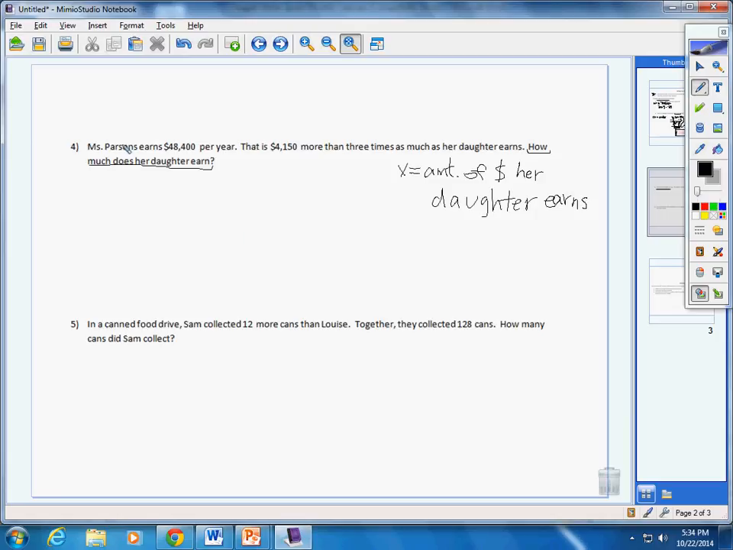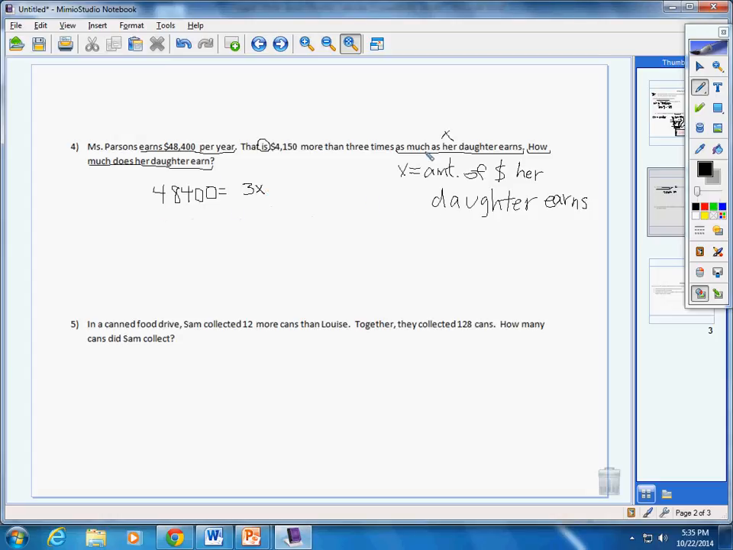So Miss Parsons earns $48,400 per year. That means $48,400 is, usually that means equals. So I'm going to write here, 48,400 equals $4,150 more than 3 times as much as her daughter earns. Well, as much as her daughter earns is represented by x, and 3 times that x would give me 3 times as much as her daughter earns. And 3x does not quite equal $48,400.